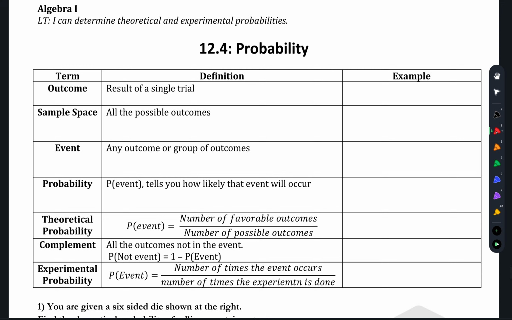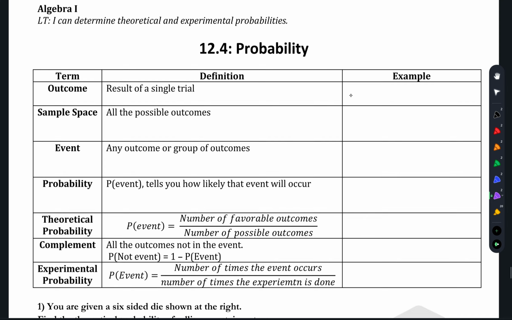Probability. I'm assuming you guys have seen probability stuff before. I'm going to go through this vocab. Hopefully this is familiar to you. So the first thing that we're going to talk about is the outcome. The outcome is the result of a trial. So the result of a single trial is an outcome.